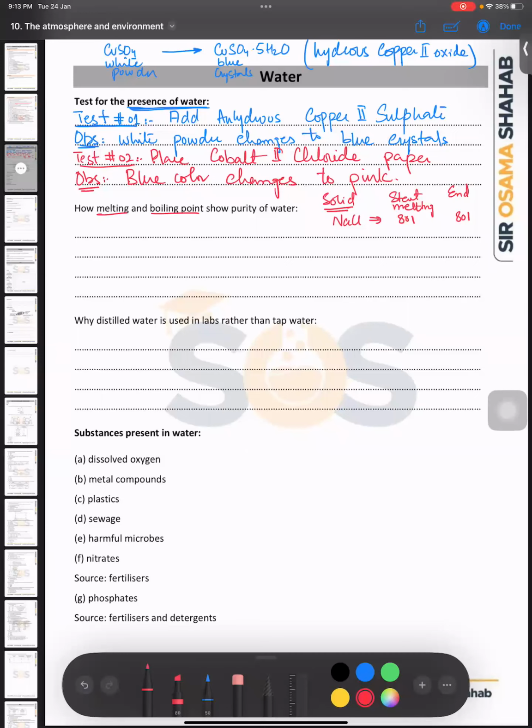If during the melting, for suppose the temperature falls, for suppose it moves from 801 to 796, if it decreases or if it increases during the melting and boiling, you need to remember that this range of temperature shows that the substance is not pure, right?